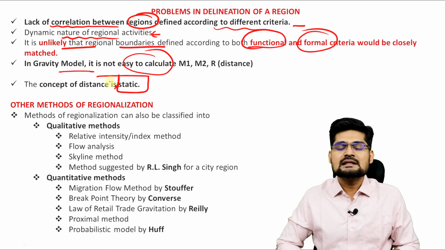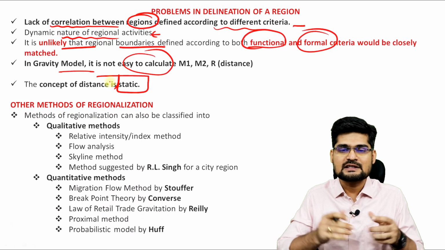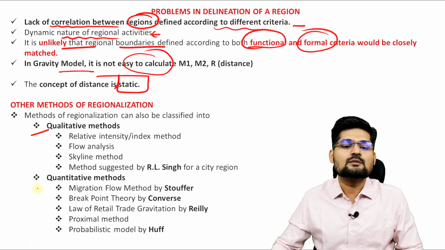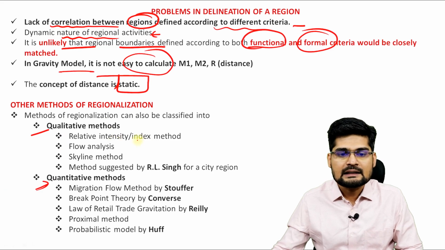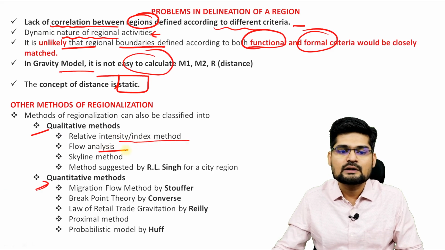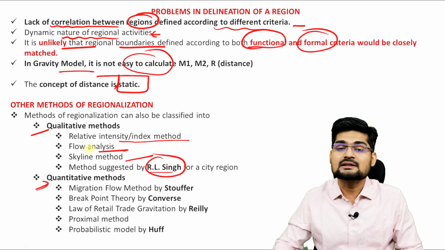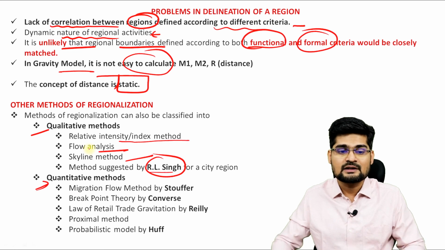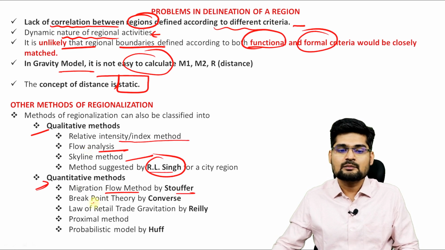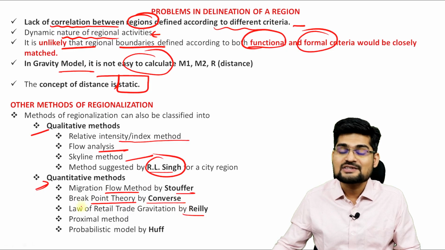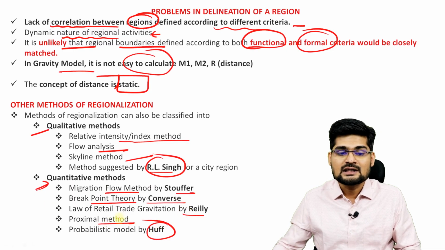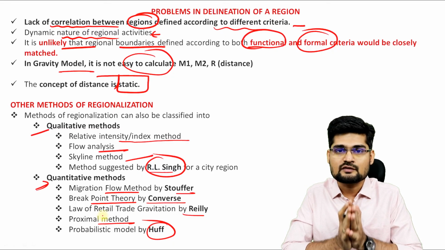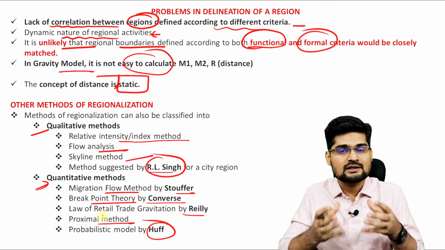Now what you observe is there are many more methods of delineation of these formal regions, functional regions. Some of them are qualitative methods, some are quantitative methods. For example, the intensity analysis index method, flow analysis, skyline method, R.L. Singh's method that he used for the land development. We have talked about it in previous lectures in settlement geography. Now migration flow by Stouffer, then breakpoint theory by Converse, Rayleigh's gravitation model of trade, then proximal method, Huff's probabilistic method. These are several methods used for delineation of these regions at different points of time by different scholars, which is important.